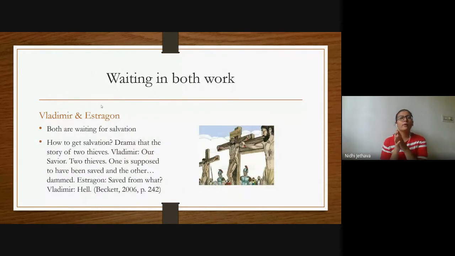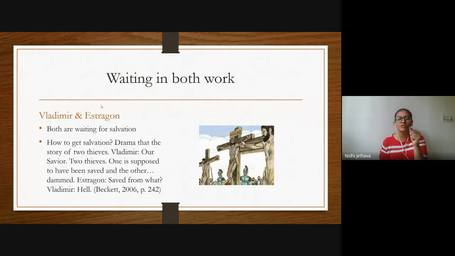Then, waiting in both works. Somewhere both works consist of the theme of waiting. Vladimir and Estragon, what do they both want? They both want salvation. In Gujarati, we can say moksha; in English, it's salvation. So in Waiting for Godot, how do they get salvation?